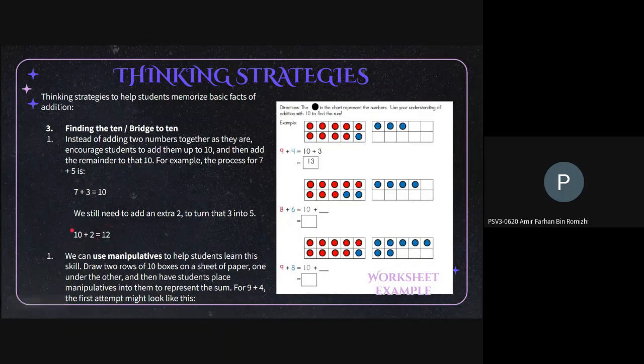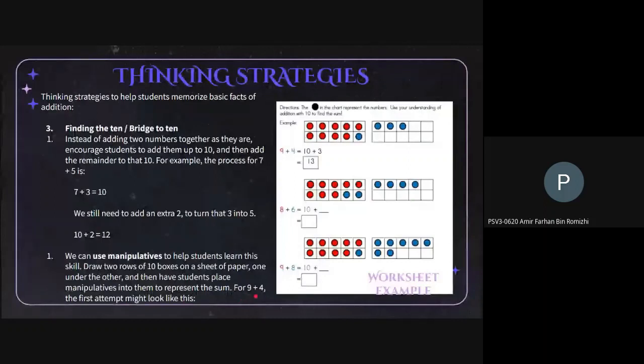This thinking strategy is easier to teach or understand by using manipulatives. We can use manipulatives to help students learn this skill. Draw two rows of 10 boxes on a sheet of paper, one under the other. Then have students place manipulatives into them to represent the sum. For example, 9 plus 4, the first attempt might look like this.